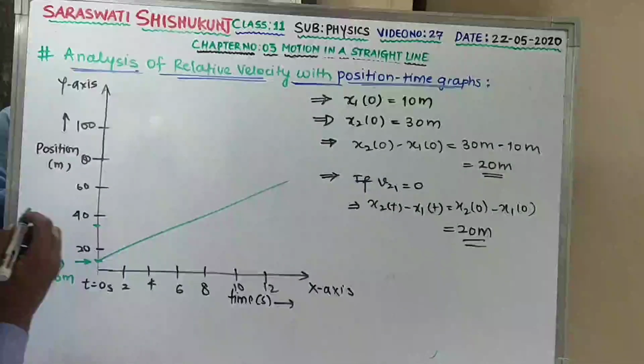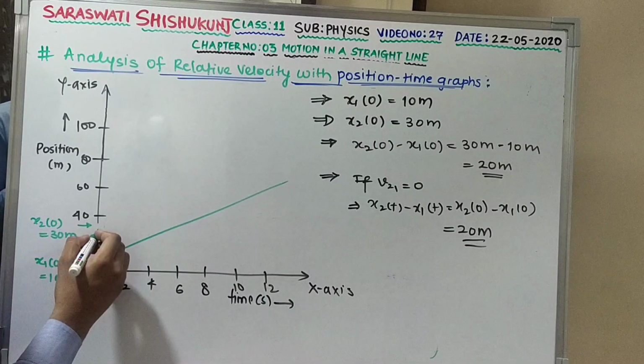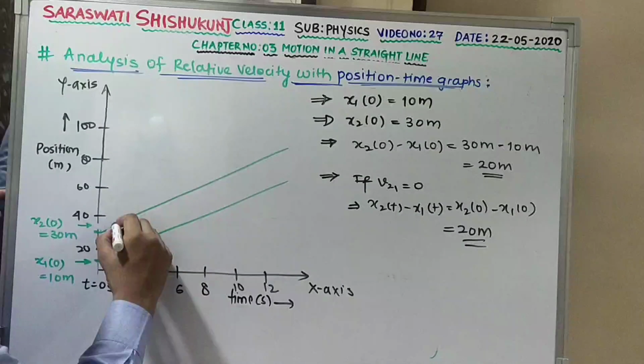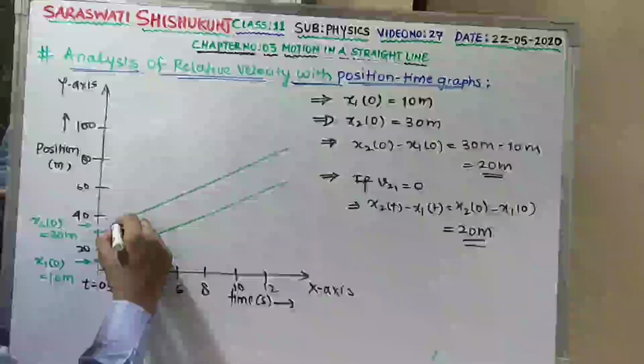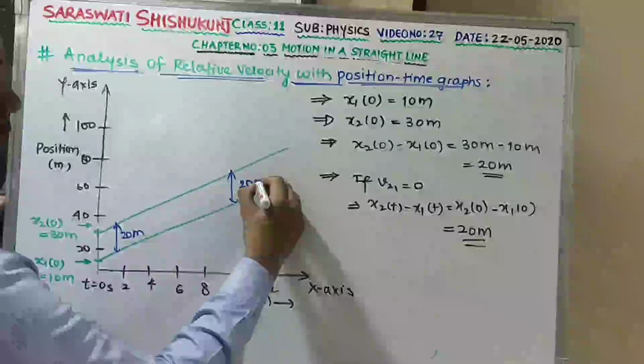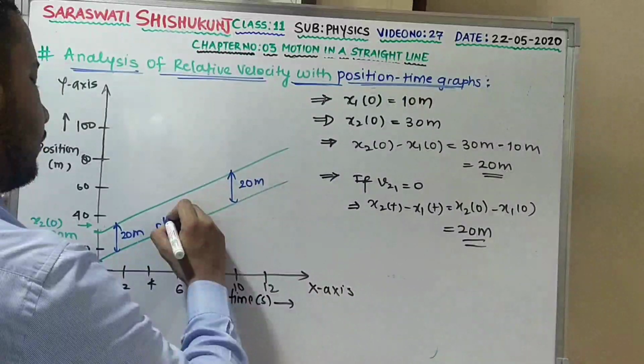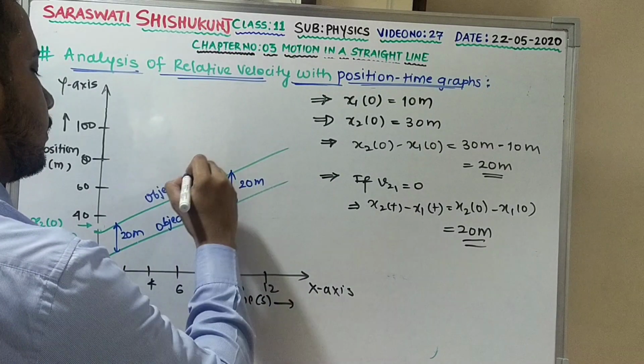And I do have x2, so let us consider this to be x20, that is 30 meters. Am I right? 30 meters. So again I am going to get a straight line over here. Clear? The distance between these two will be 20 meters at any time instant. We can check, you are going to get 20 meters only. This is your object 1. This is your object 2.